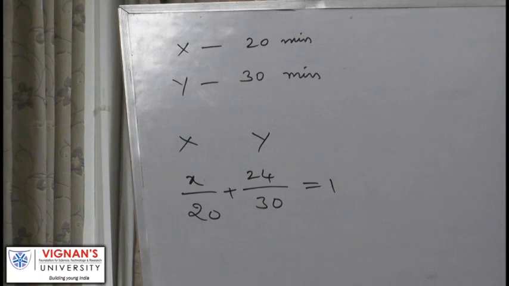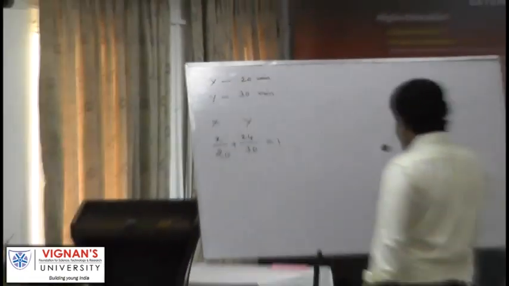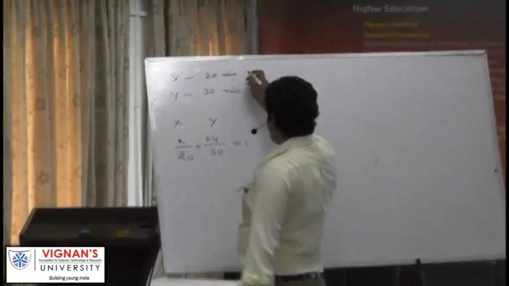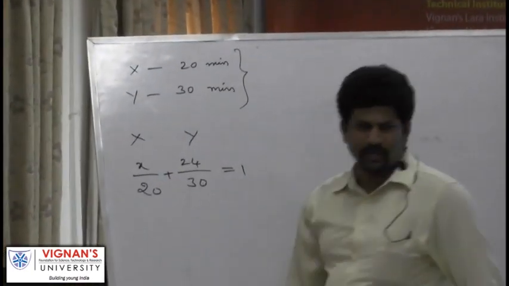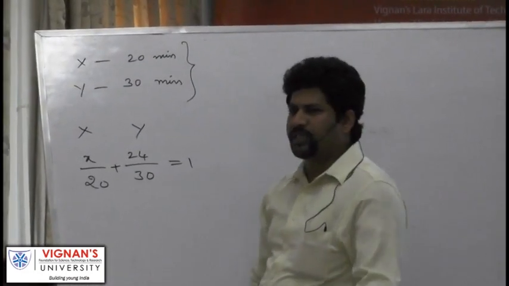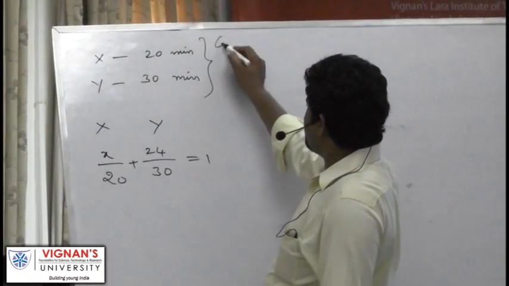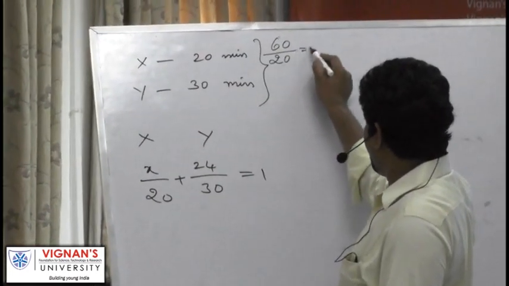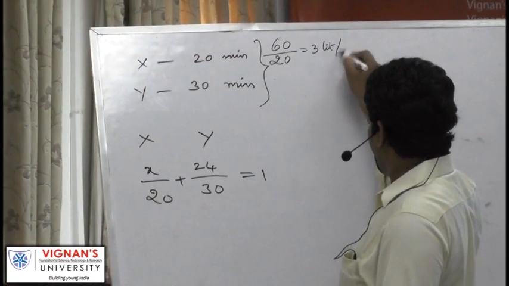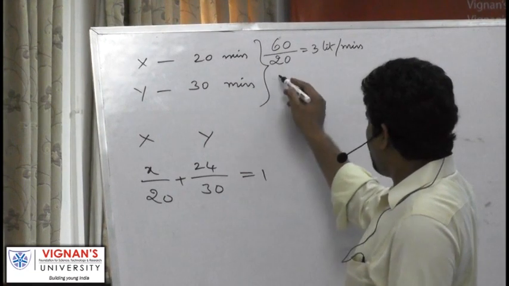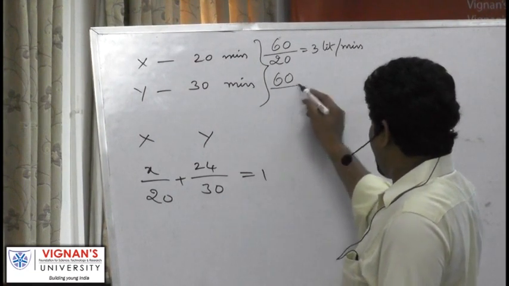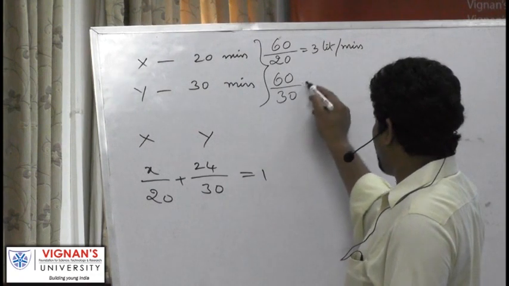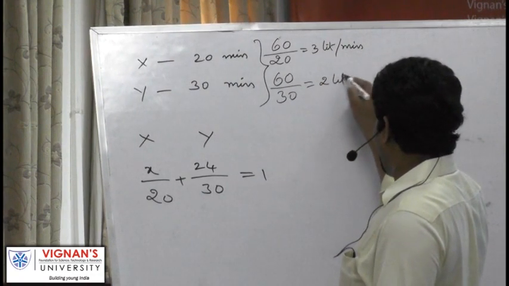Now you can calculate for the x value, or if you want it even simpler, see what is the LCM of 20 and 30? 60. Suppose the tank holds 60 liters of water. To fill these 60 liters, X takes 20 minutes. It means it is filling at 3 liters per minute. Now, to fill the same 60 liters tank, Y takes 30 minutes. So it fills 2 liters per minute.